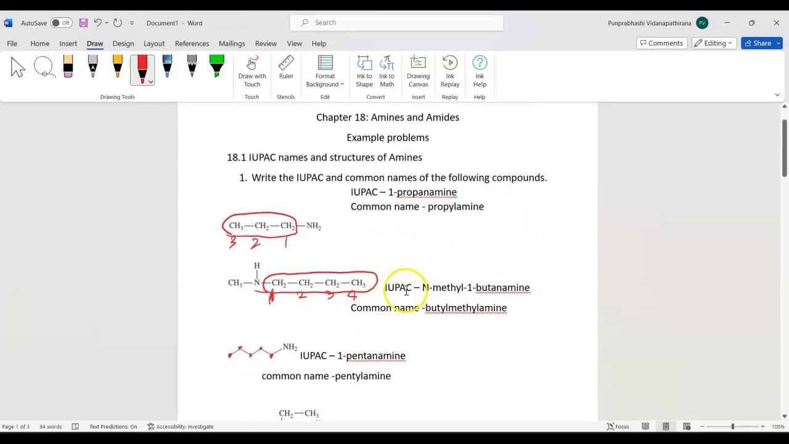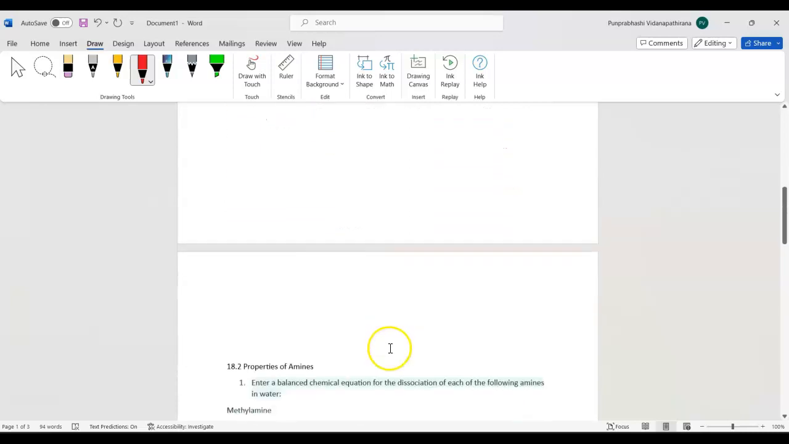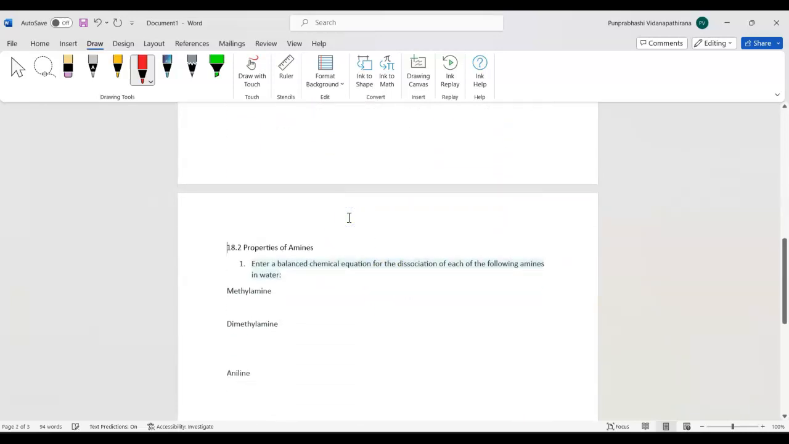Okay, so there are similar questions. Some questions are the same, and similar questions are there in the homework problems, so you can use the same strategy to answer them.